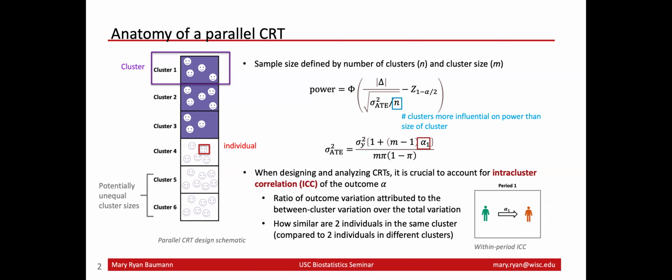Usually easier said than done, since recruiting additional clusters usually involves a lot of rapport with community stakeholders and things like that. So it can be a little bit of an imbalance there.